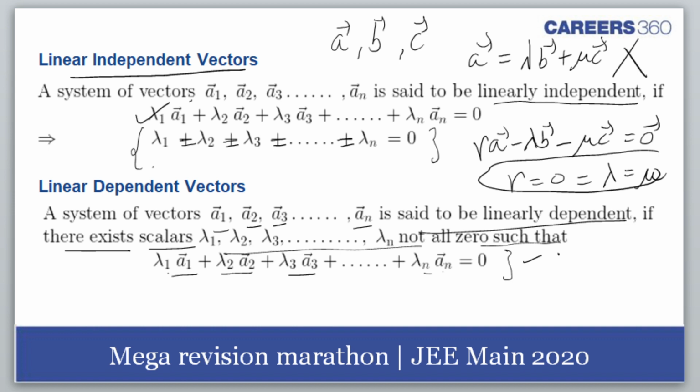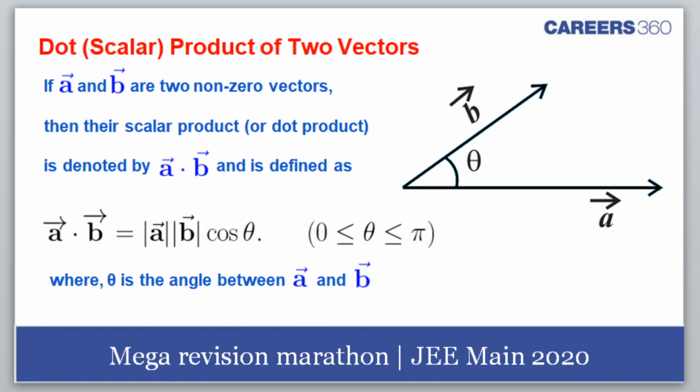So then we come to dot product. Yes, we start with dot product. Dot product of two vectors. What is that? A and B are two non-zero vectors. Please mind you, we are talking only about non-zero vectors. Then there is the scalar product. Their scalar product is denoted by A dot B, and is defined as A dot B is mod A mod B cos theta, where theta is the angle between A and B.